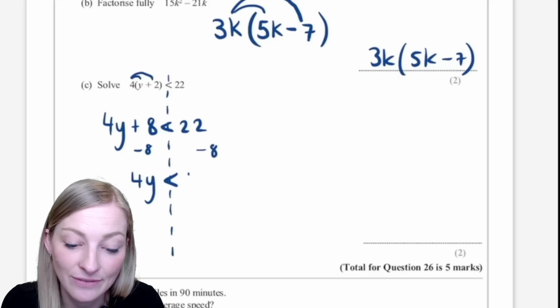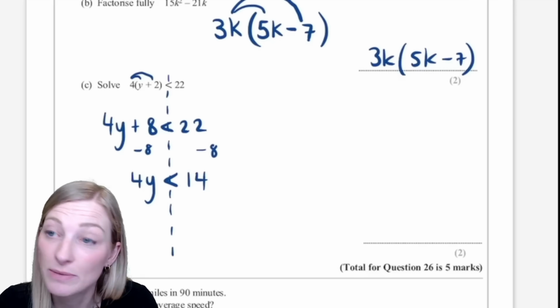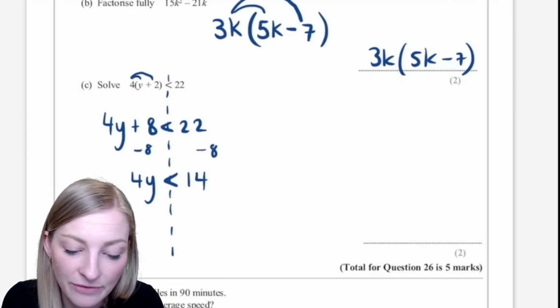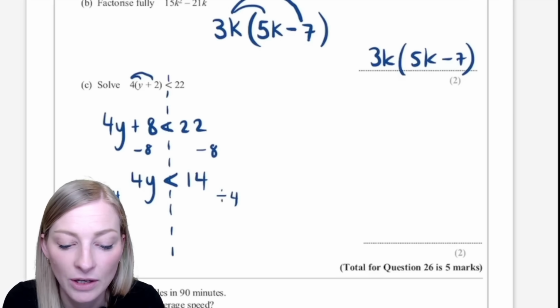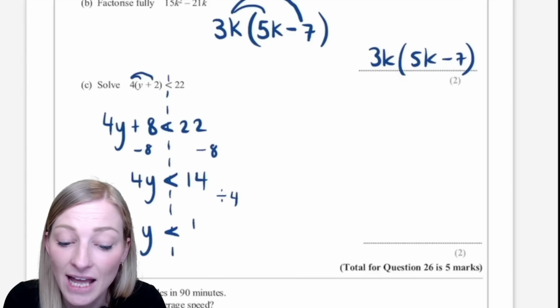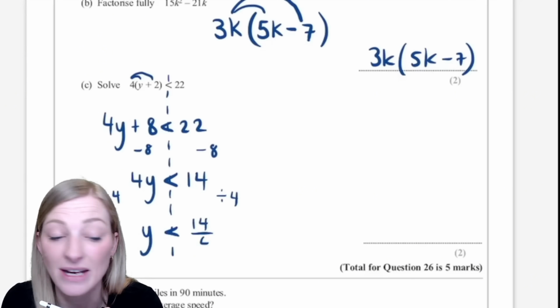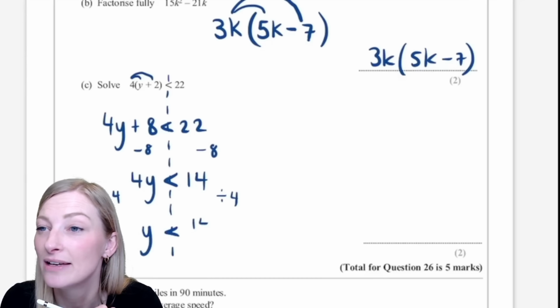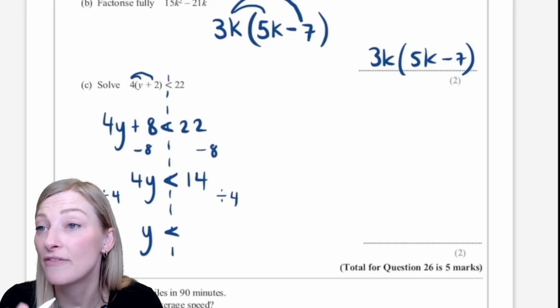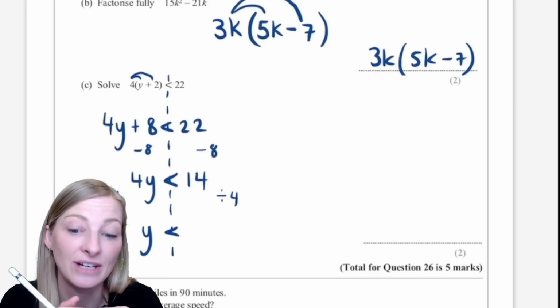22 take away 8 is 14. And then we're going to divide both sides by 4. So dividing by 4 is halving and halving again. So I'm left with y is less than, and you can leave it as 14 over 4 if you want to. That is perfectly acceptable. It doesn't go in an exact number of times, so that would be okay. But I'm going to half it and half it again. Half of 14 is 7, and half of 7 is 3.5.